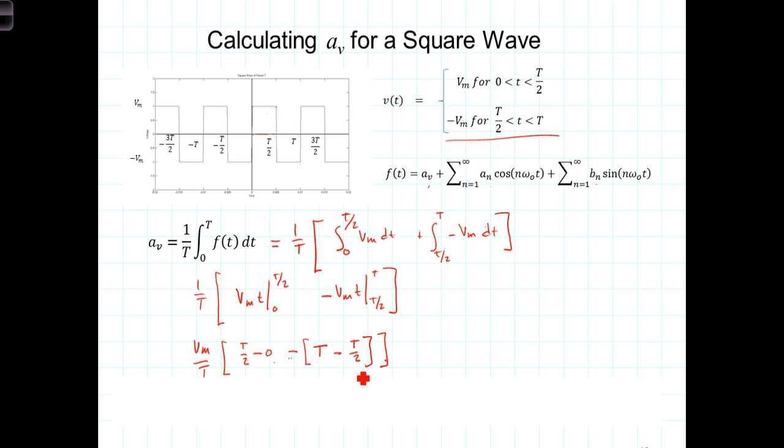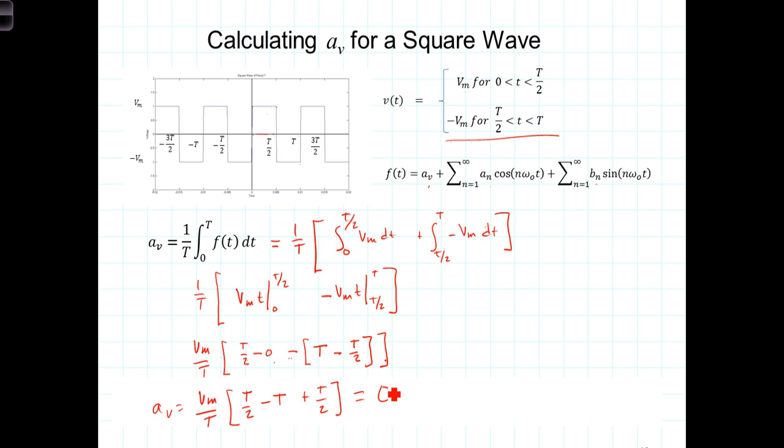Now cleaning this up just a little bit, this gives us V sub m over T times T over 2 minus T, minus a minus is a plus, minus a minus is a plus T over 2, which when we combine them we get T over 2 plus T over 2, that's a positive T minus T. It turns out that for this waveform, a sub v equals 0.